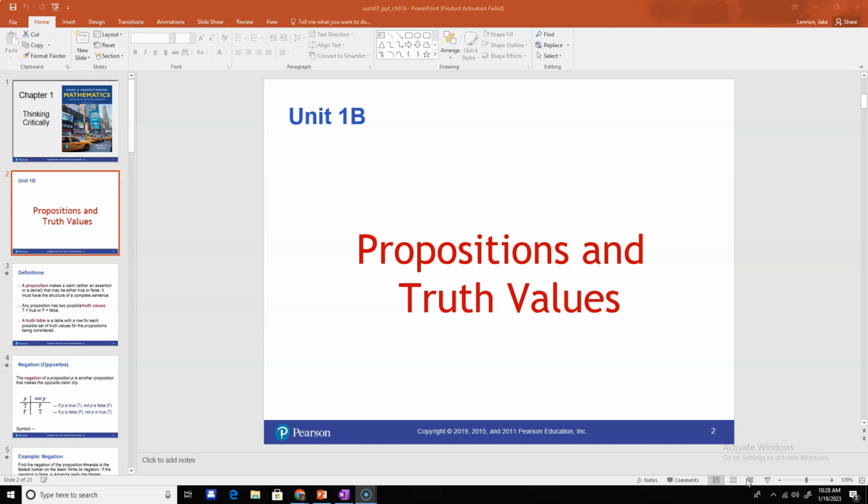Lennon, and today we're going to look at Unit 1B, which is propositions and truth values. So this is where we start to get into statements and whether they're true or false, logically, and how they interact with each other via conjunctions and also implications. So let's go ahead and get started and go through some of the basic definitions.